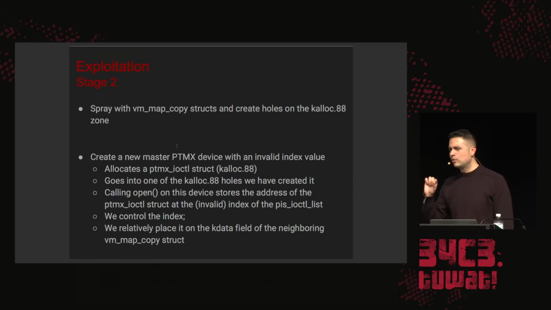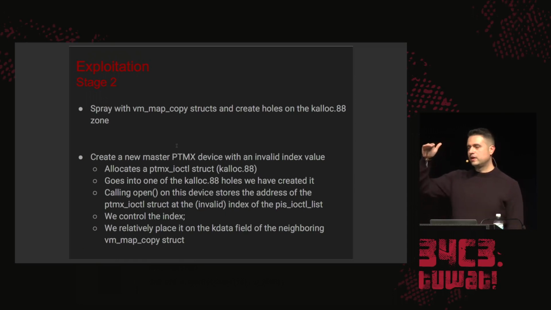And remember that when you trigger the bug, a PTMX IOCTL struct is allocated. And this goes to calloc88. But because on calloc88 I have created this pattern of used, free, it goes into one of the free slots. So now I have a PTMX IOCTL struct in one of my free slots. I don't know where that is, but I know that it falls into the pattern, right? So I trigger the bug.